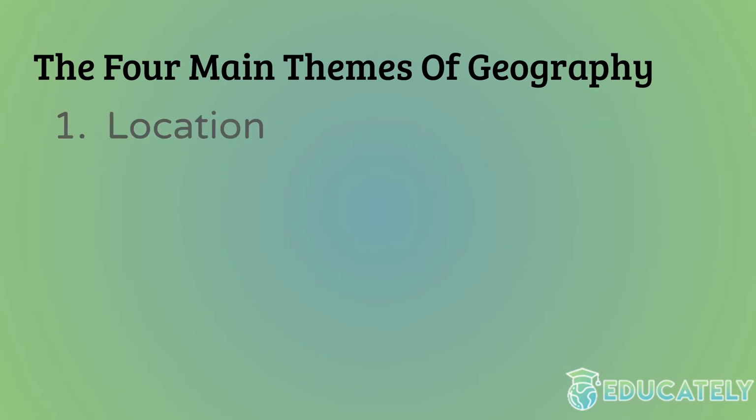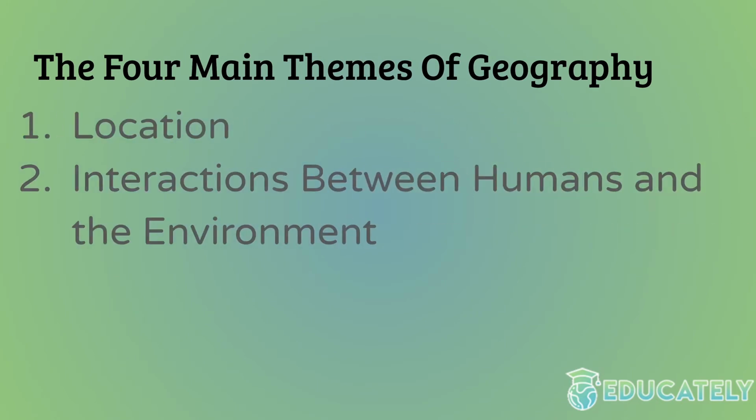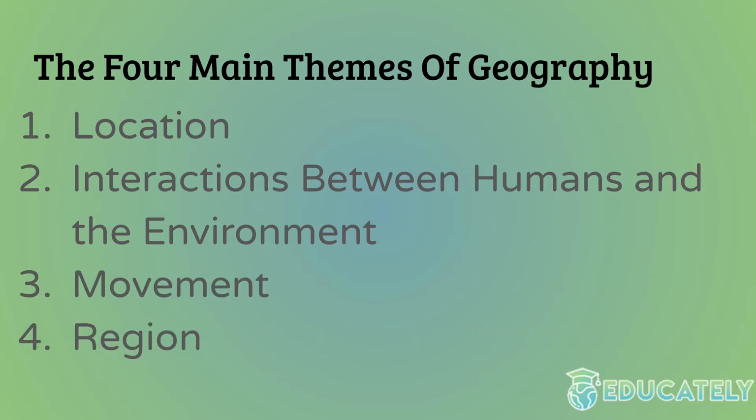First, we have location. Then you have the interactions between humans and the environment. You have movement, and lastly, you have region. And depending on what curriculum you're following, there may be more or fewer themes. It really just depends on what certain courses highlight and what they define as key aspects of the course. These are our four main themes. So, let's describe each one of them in further detail.